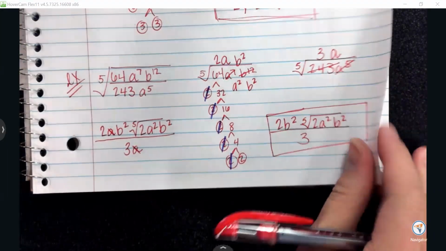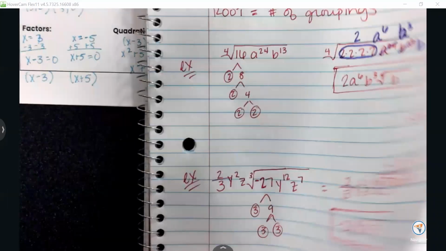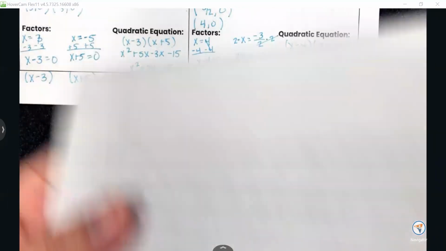All right, let's try one last one, and then you can use the rest of the time to get your practice done. All right, the fourth root of 64, x to the 5th, y to the 10th, over the fourth root of 2xy squared.